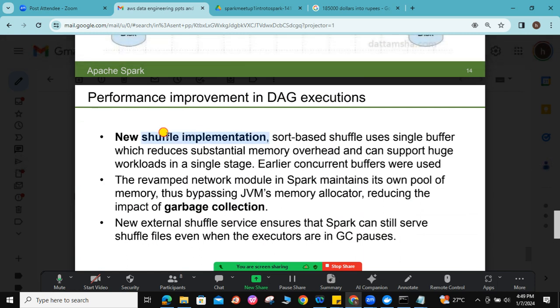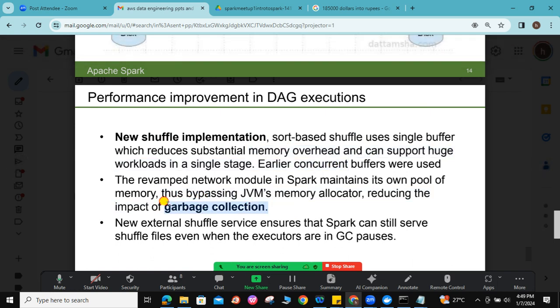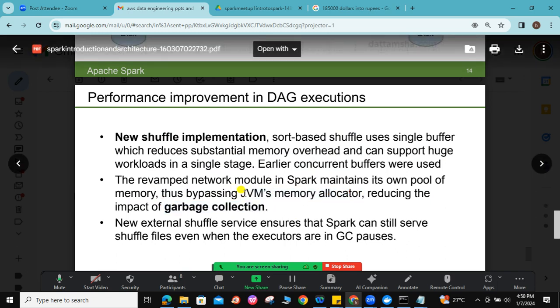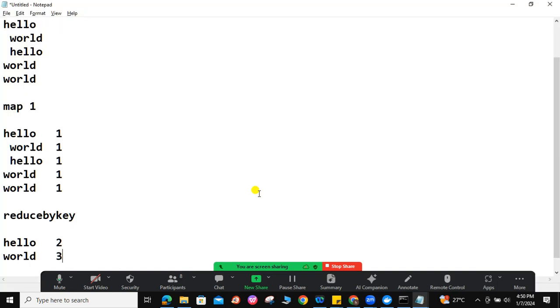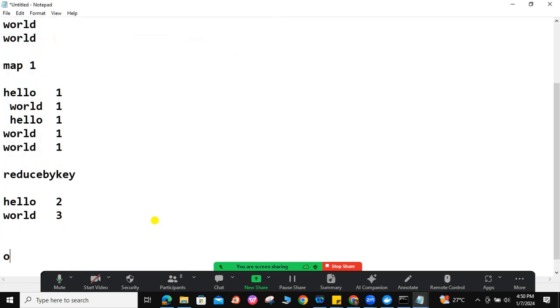Shuffle is always a costly operation. Group by, reduce by, sort based shuffle uses a shuffle buffer which reduces it. So don't get complicated. See, more shuffles will happen means more garbage collection, because a lot of data goes swapping from one partition to another. JVM memory allocator, that means sometimes your Java memory gets filled and you get an out of memory exception. There might be an interview. This is a common thing in Spark which happens. In some interviews they might ask, tell me why Spark gets an out of memory exception.